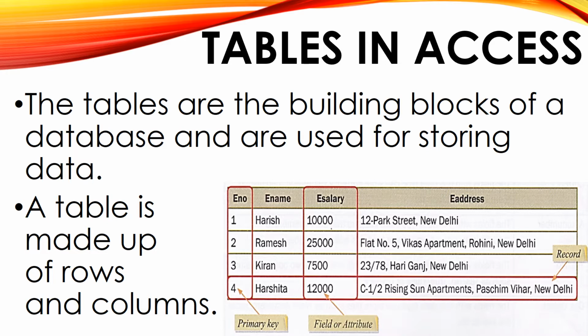Consider the following table that stores data about the employees in an organization. As shown in the given table, ENO means employee number, ENAME means employee name, ESalary means employee salary, EAddress means employee address.